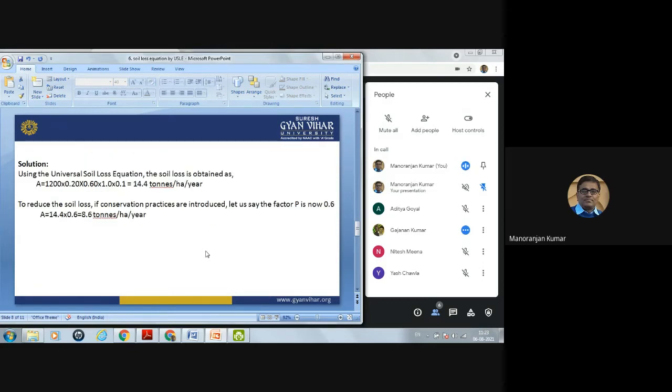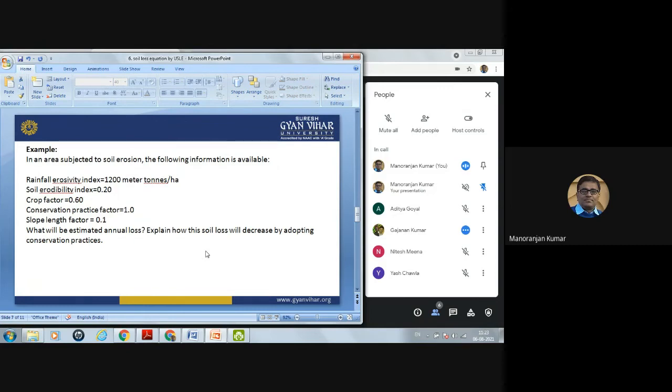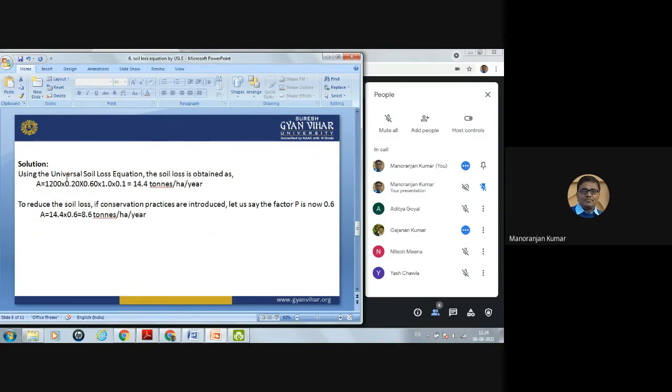You know what is the formula for this USLE equation? The formula is A is equal to RKLSCP, where R is rainfall erosivity index, K is soil erodibility index, then crop factor, conservation practice factor, and slope length factor. Here LS both are there, length is also and slope is also. So LS is equal to 0.1. With that formula you can calculate the annual soil loss. If you multiply all these things, then the answer is 14.4 tons per hectare per year. This is the annual soil loss.